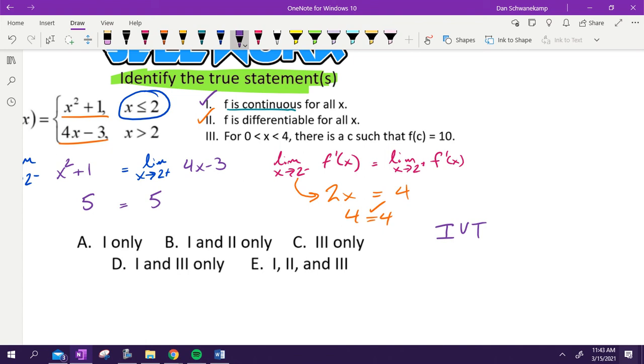Endpoints. Like, am I ever going to be 5 feet tall? Well, I need to know how tall I was at the start and how tall I was at the end. I need endpoints. So I need to find f of 0, because that's my starting value, and I need to find f of 4. That would be my first thing.